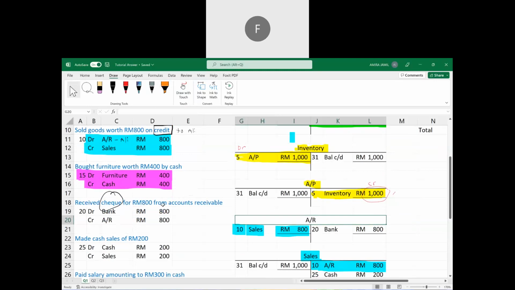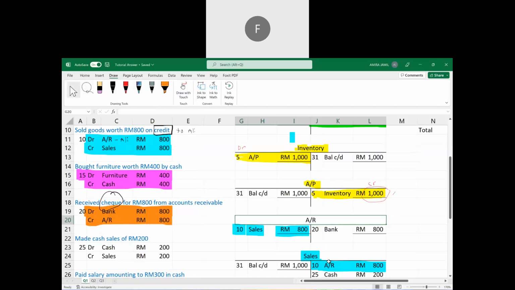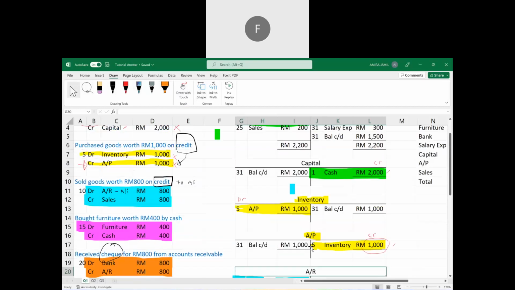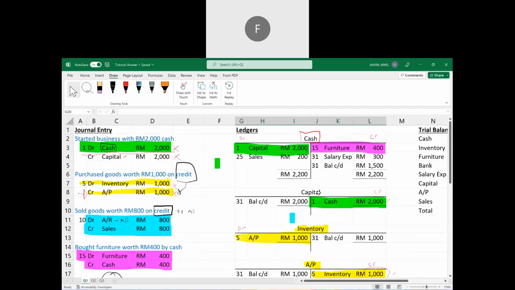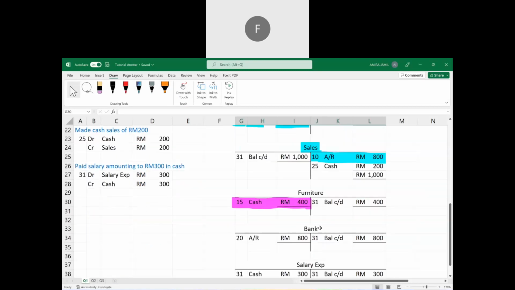Receive check for 800 from account receivable. Kita receive check. So, kita kena debit bank sebab kita dapat check kan. We receive check. So, debit bank 800 and then credit account receivable 800. So, di mana bank kita? Kita dah buka ke belum bank account? So, we have to take a look. Kita cuma ada sales, account receivable, account payable, inventory, capital dan cash. So, kita kena buka satu bank account.